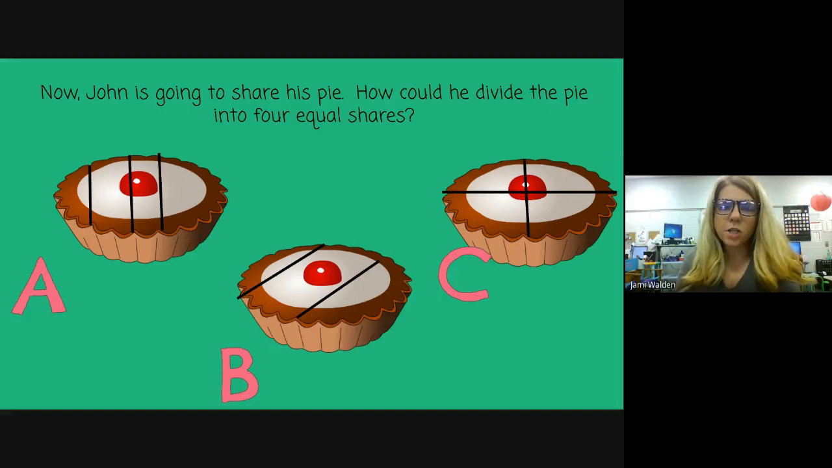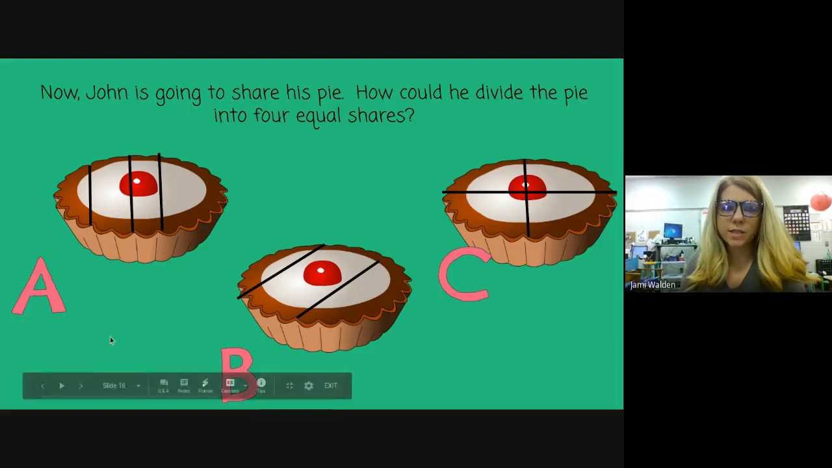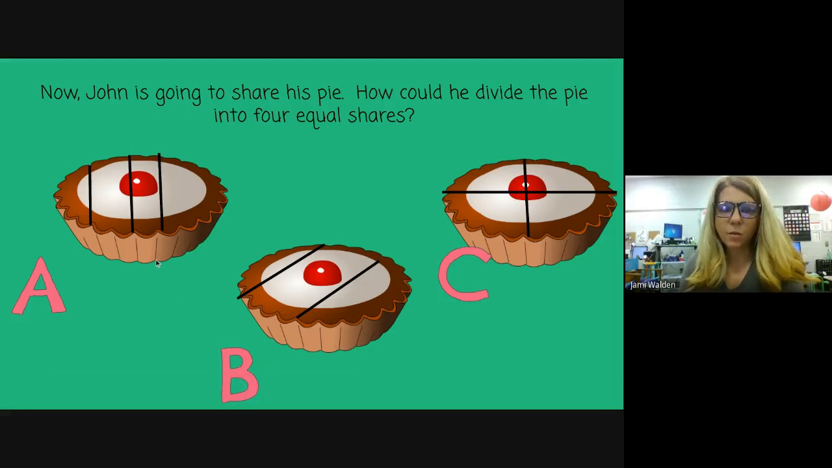Now John is going to share his pie. How could he divide the pie into 4 equal shares? Remember, equal means about the same. Let's count our pieces in choice A. 1, 2, 3, 4 pieces. Do they all look about the same? No, so A would not work.